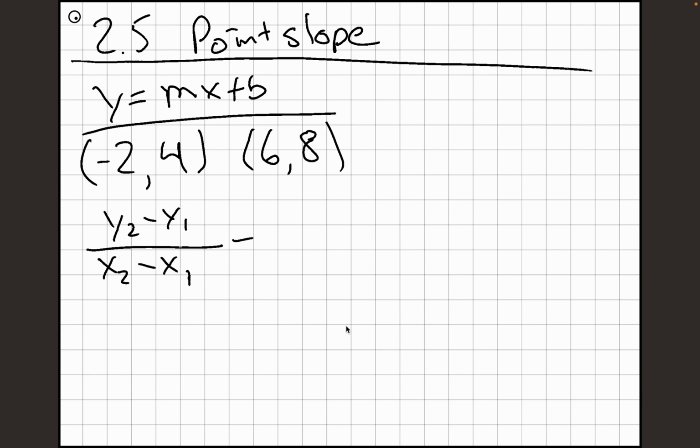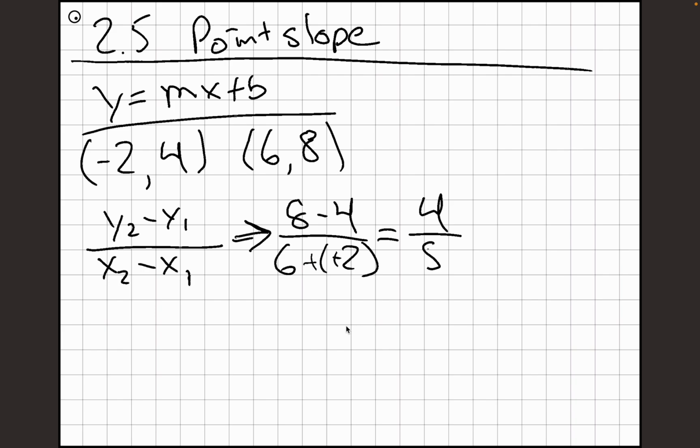So for plugging this in, who can tell me how we plug this in? Over. So what's on top? What's 8 minus 4? What's 6 minus -2? 8. And then we have to simplify, so what's that going to look like? So our slope would be 1/2.